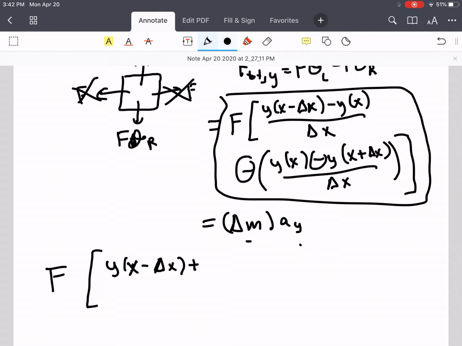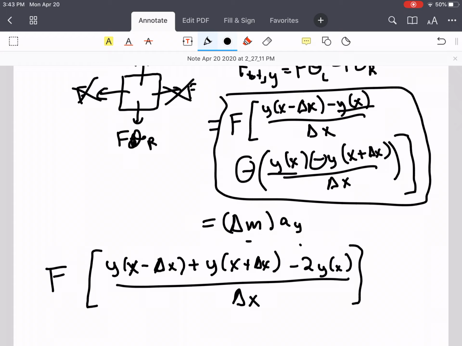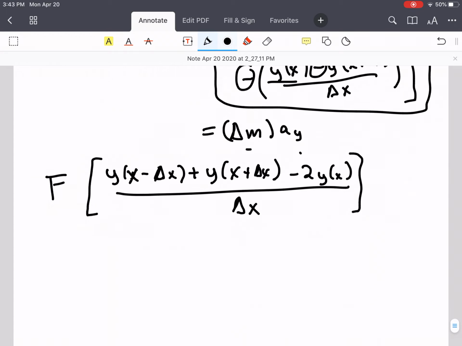Plus, I have a negative times a negative is a positive, y of x plus delta x, minus now twice y of x, all divided by delta x. And so now what I'm going to do is a Taylor series expansion in the limit where x is small. So this is always a very useful technique. For example, let's do this guy right here, y of x minus delta x.